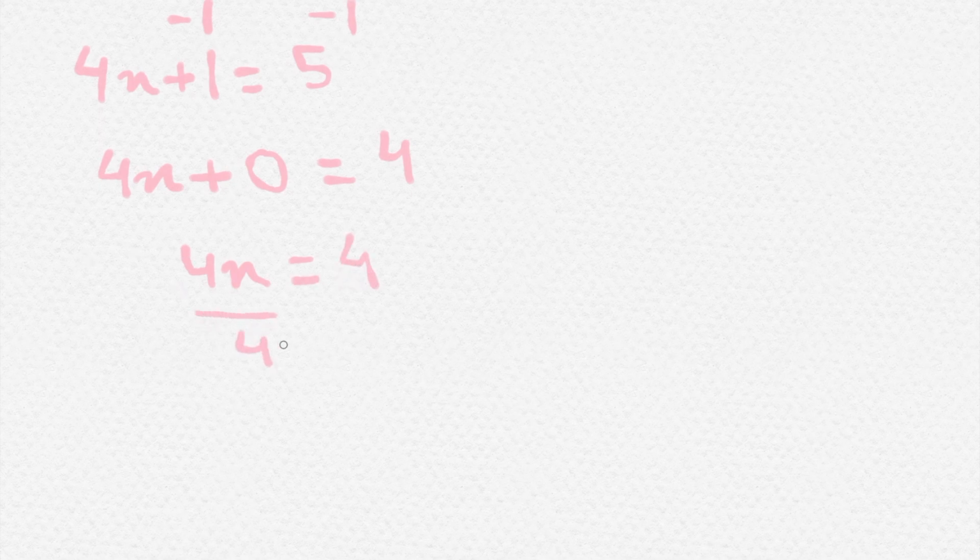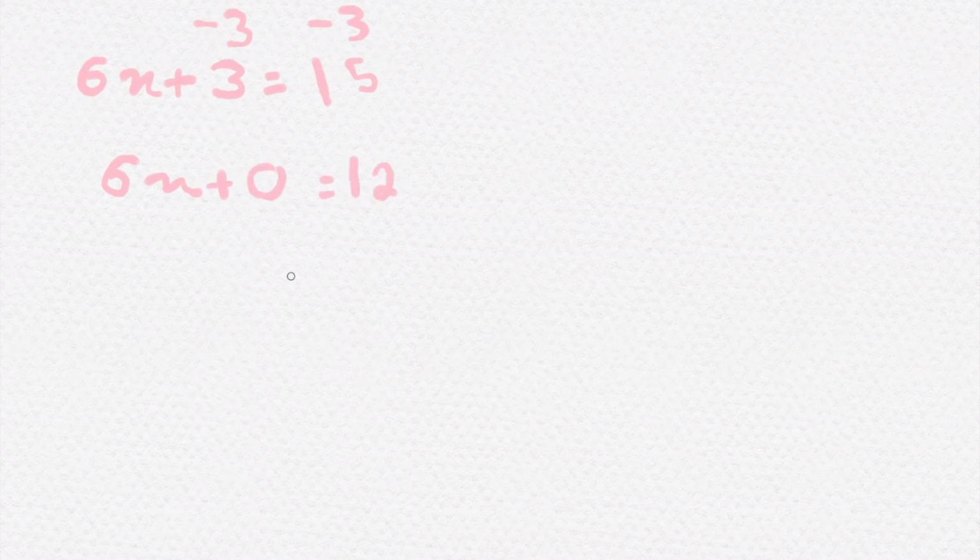Next, we have 4x plus 1 is equal to 5. Now, we must minus 1 from both sides because whatever you do to one side, you must do to the other. 4x plus 1 minus 1, which is 0, will be equal to 5 minus 1, which is 4. So, 4x will be equal to 4. 4 over 4 is 1. Therefore, x will be equal to 1.